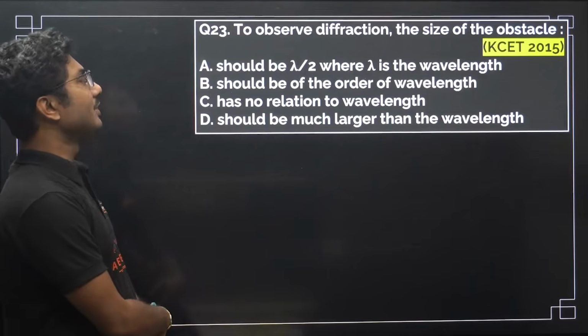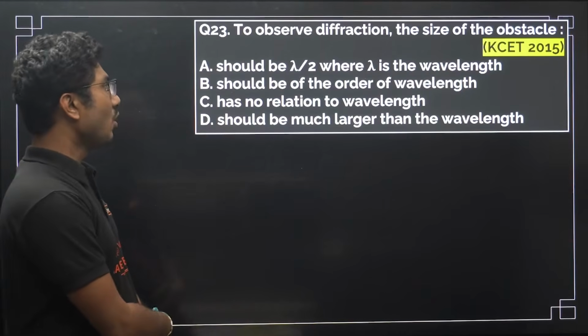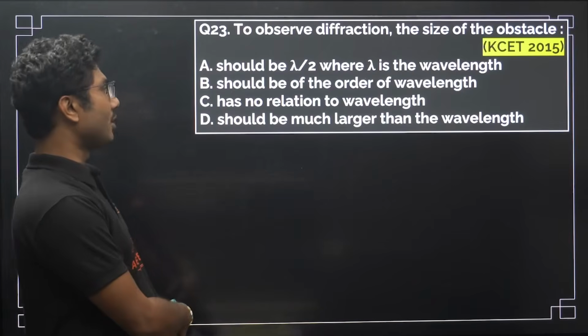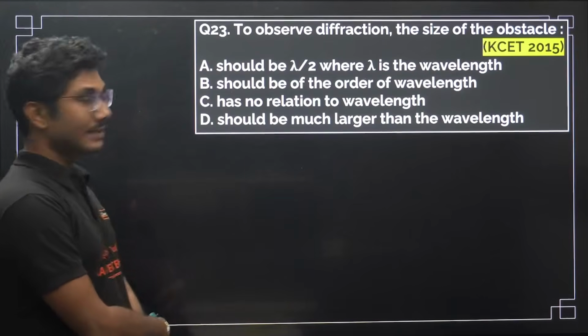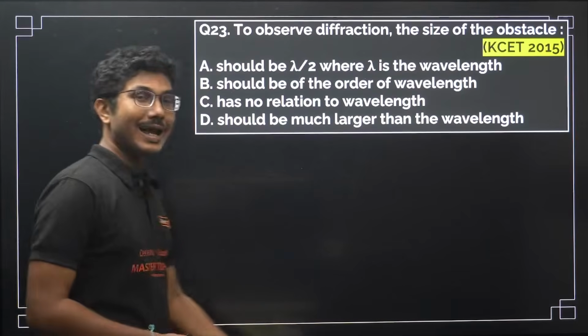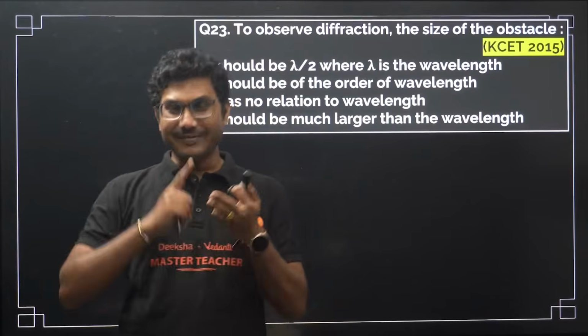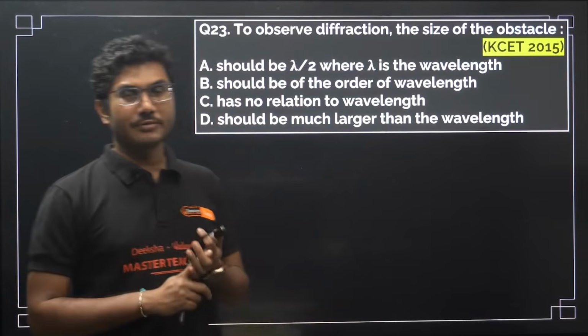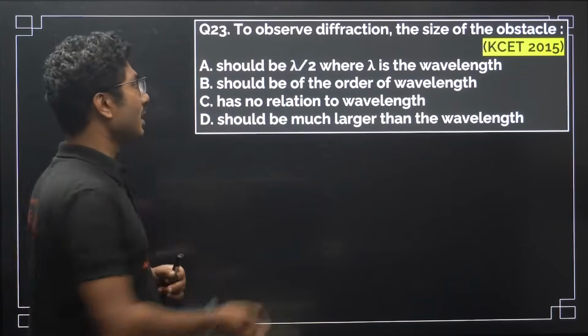To observe diffraction, the size of the obstacle should be: lambda by 2, where lambda is the wavelength; of the order of the wavelength; has no relation with the wavelength; or much larger than the wavelength. You have to remember that the diffraction pattern, and interference as well, is only observable when the slit width is comparable to the wavelength.